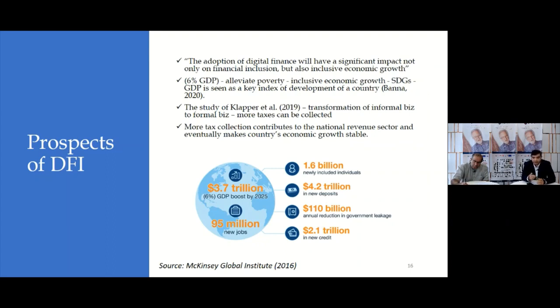All right, so you can see the infographic here. The newly created jobs and deposits will increase, and the annual government leakage will be reduced. So there will be some transparency among a lot of activities. And there will also be new credit and 95 million new jobs by 2050.